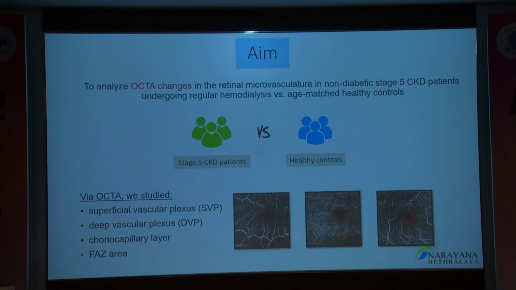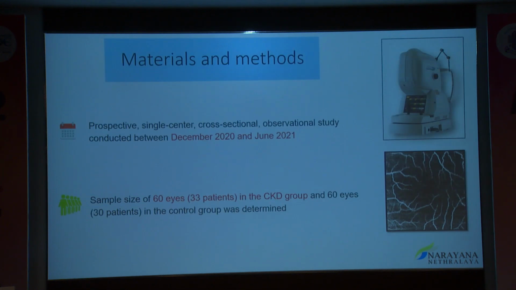In our study, the aim is to analyze the OCTA changes in the retinal microvasculature in non-diabetic stage 5 CKD patients undergoing regular hemodialysis versus age-matched healthy controls. Via OCTA, we studied the superficial vascular plexus, the deep vascular plexus, the choriocapillary layer, and the FAZ area. It is a prospective single-center cross-sectional observational study conducted between December 2020 and June 2021. The sample size of 60 eyes, that is 33 patients in the CKD group, and 60 eyes, 30 patients in the control group was determined.